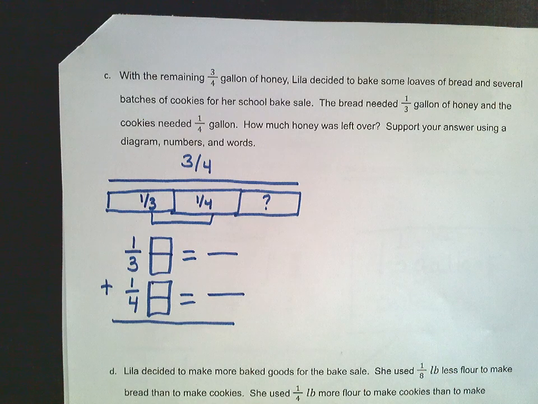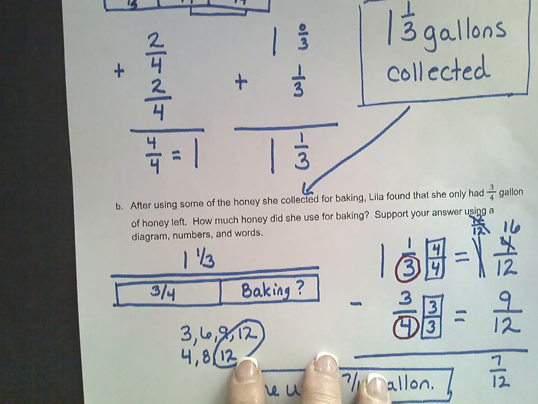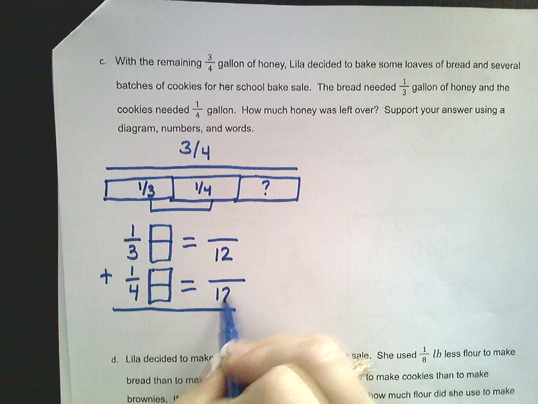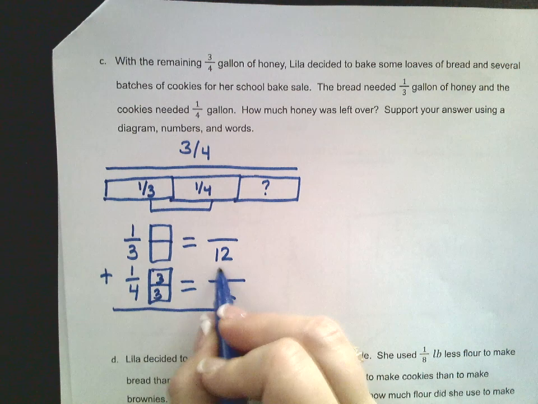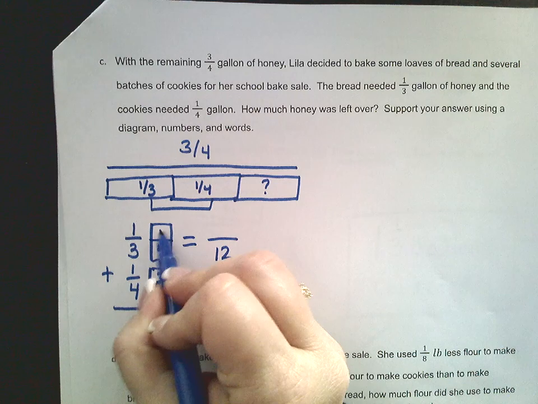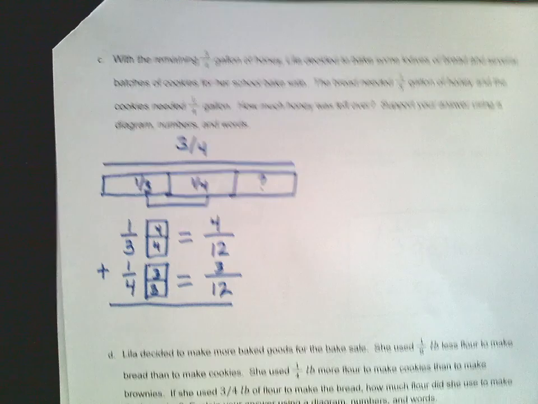Looking at 3 and 4, I think we just did that. We listed out our multiples right here. So instead of listing them out again, I can just look here. 12 was a common denominator I'm going to use for 3 and 4. Come up with my fancy form of 1. This is 3/3. So 1/4 is equivalent to 3/12. This is 4/4. 1/3 is equivalent to 4/12.